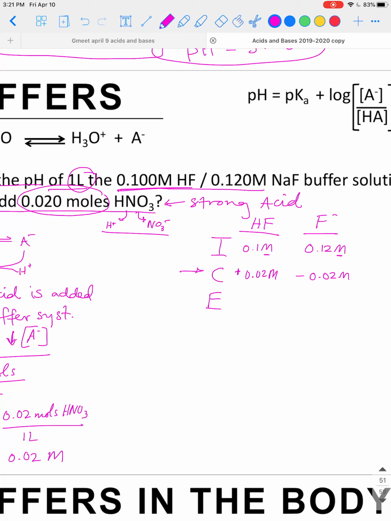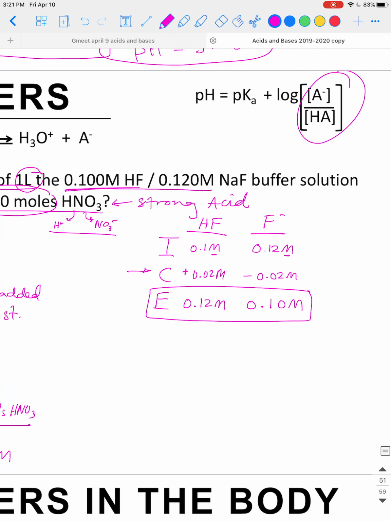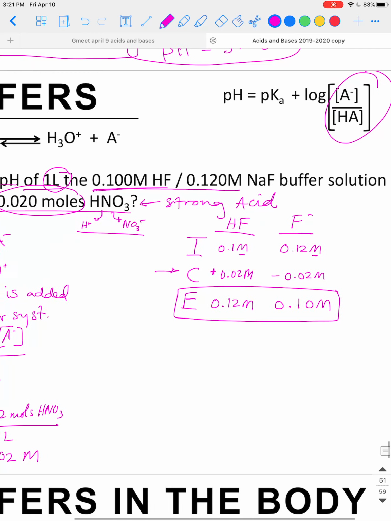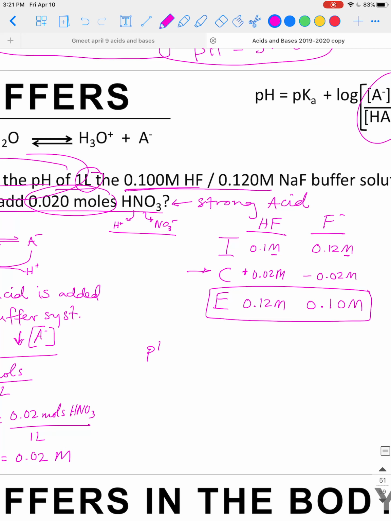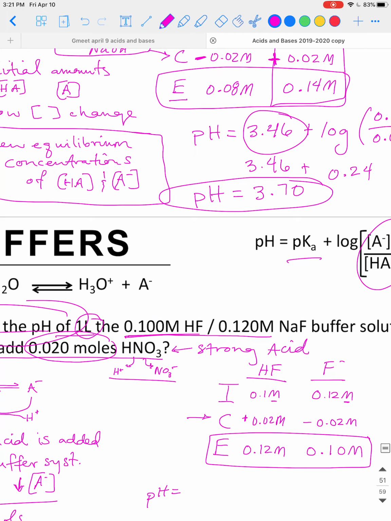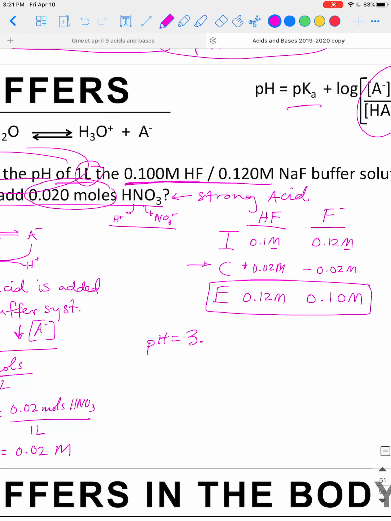Okay, so now let's calculate our new equilibrium concentrations of the weak acid and conjugate base. We'll have 0.1 plus 0.02 is 0.12 molar, and 0.12 minus 0.02 is 0.10 molar. So these are our new equilibrium concentrations. Now we can plug them into our Henderson-Hasselbalch equation to solve for pH, because that's what the question is asking. What is the pH? pH equals pKa. What was our pKa? We plugged it in last time and it has not changed, because we have the same buffer.